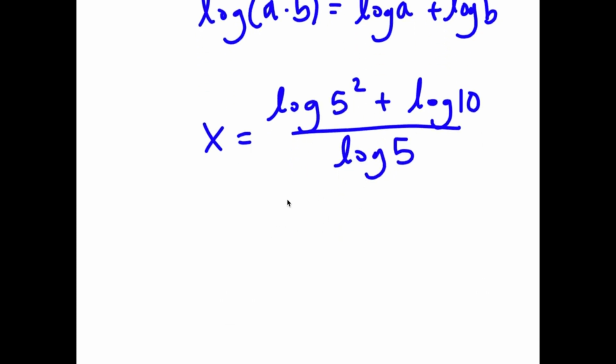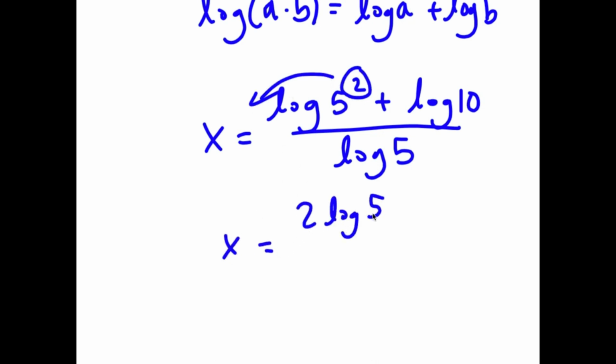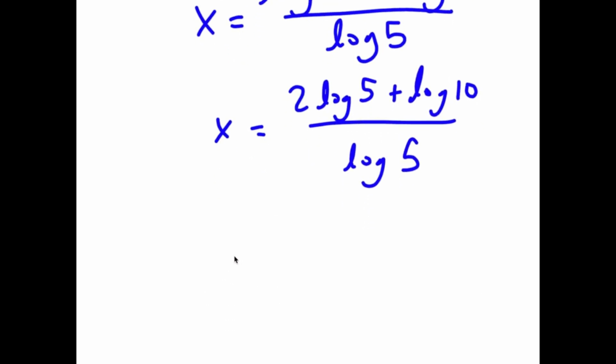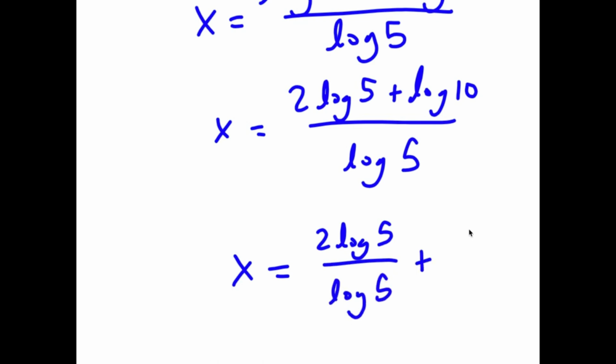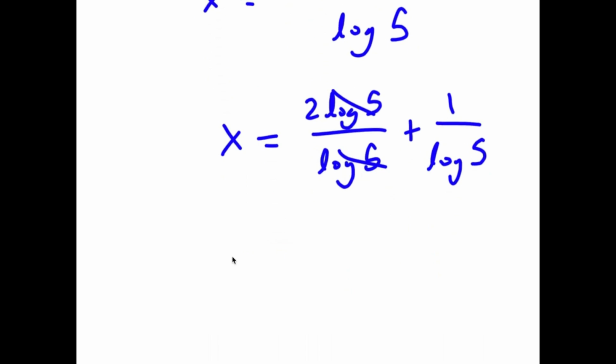Now remember how if I have something in the form log a to the power b, I can move this to the front. So now I have x is equal to 2 log 5 plus log 10 over log 5. And log 10 is equal to 1. So I have x is equal to 2 log 5 over log 5 plus 1 over log 5. These two cancel out, so I get x is equal to 2 plus 1 over log 5.